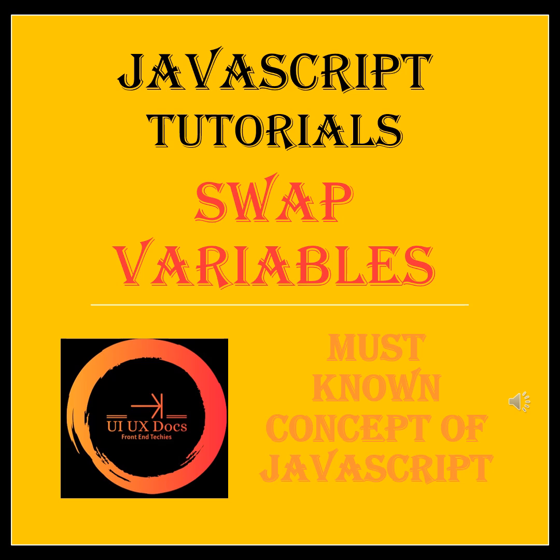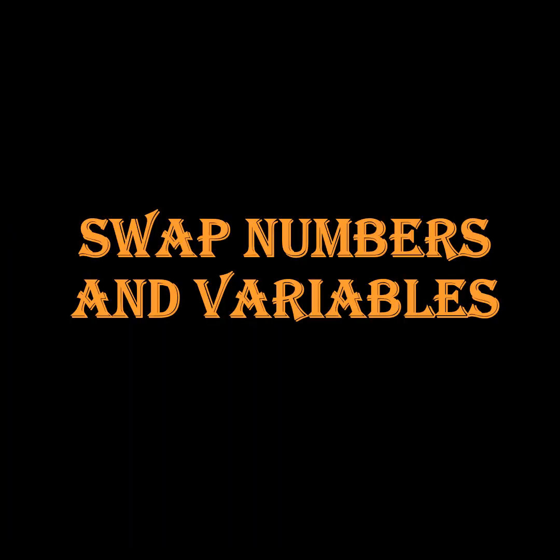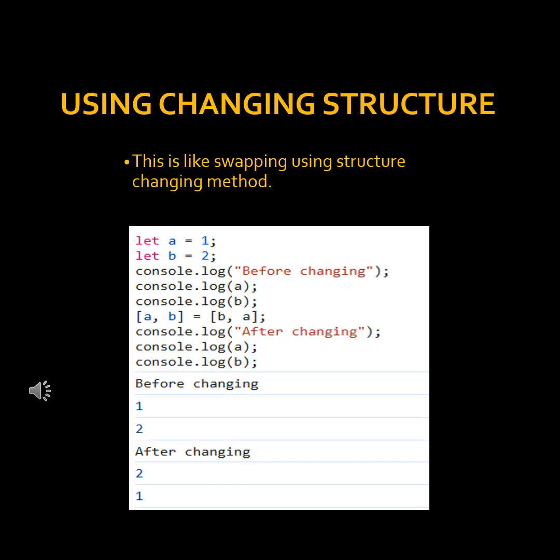In this JavaScript tutorial series, we are going to see how to swap variables in JavaScript. The first approach is changing structure, which is like swapping the values of the variables without using a third variable. So we don't need a temp or any other variables for that.